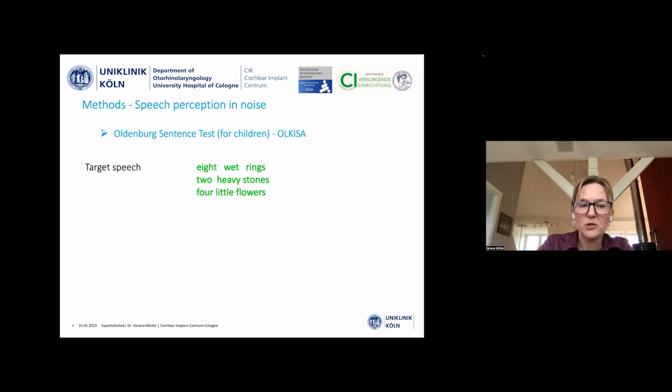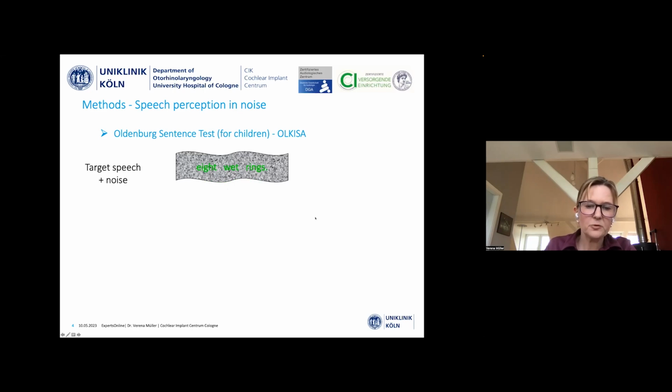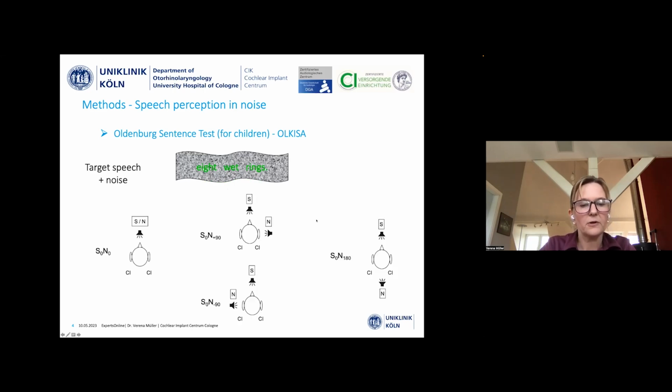And we did a training measurement in quiet with these phrases. And after that, we presented the speech in noise, and we tested 4 conditions. We always presented the speech from the front, and the noise, that's the OLNOISE that's typical for the OLKISA. It has the same long-term spectrum as the speech, but is quite stationary. And this was coming from the front as well, or from the right, from the left, or from behind.